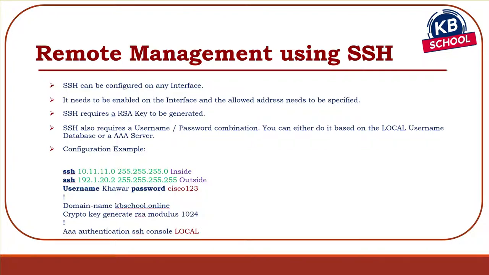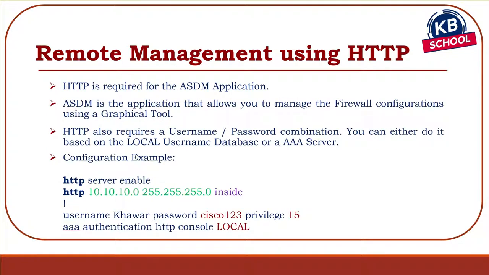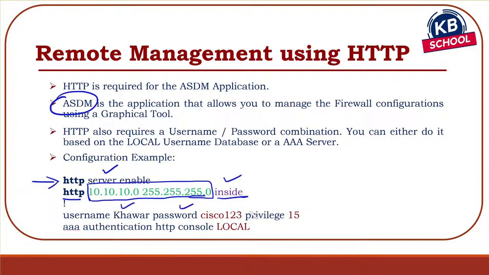The last one over here is your remote management using HTTP. HTTP allows you the ability to use the ASDM, which is a graphical tool that will allow you to manage the ASA. I'll show you how to do that as well. In order to do that, the first thing, I need to enable the HTTP protocol generally overall. I need to enable my device as an HTTP server, then specify that HTTP is allowed on this particular interface from this source address. So I'm allowing it from the 10.10.10.0 network on the inside interface, create the username, password, set the privilege level to 15, giving it full access, which is required for HTTP ASDM access.